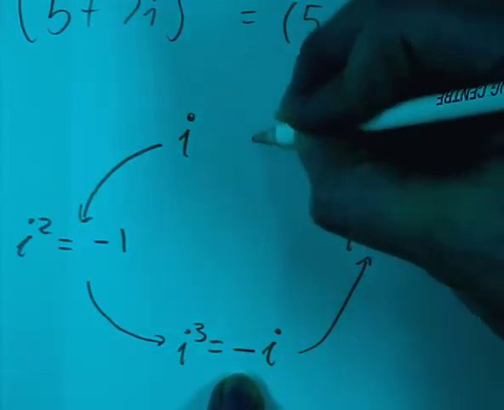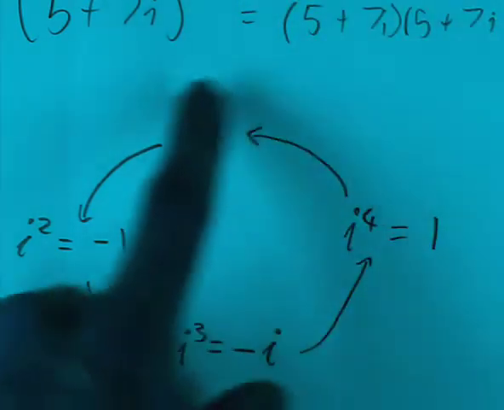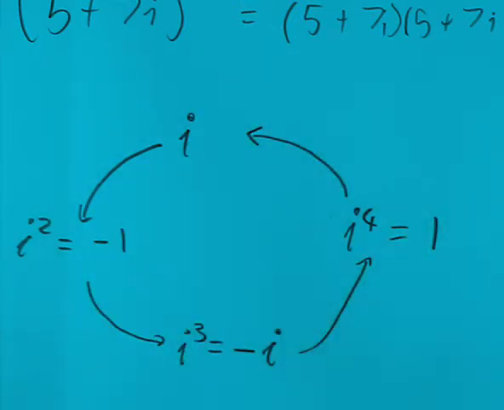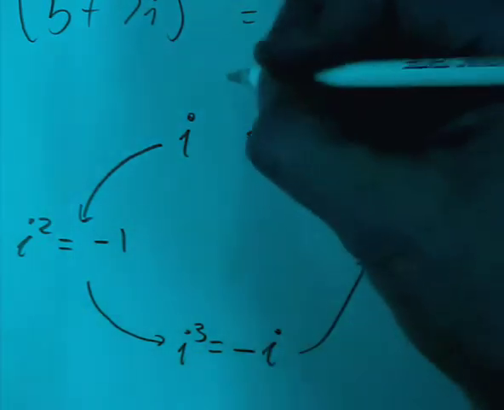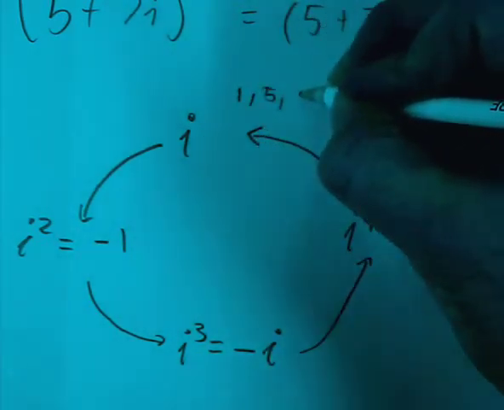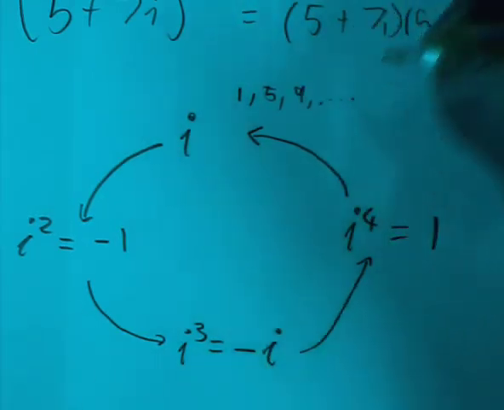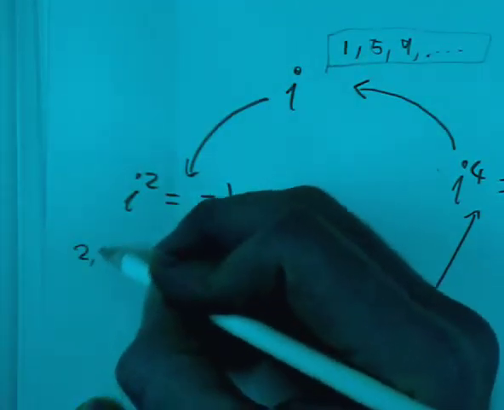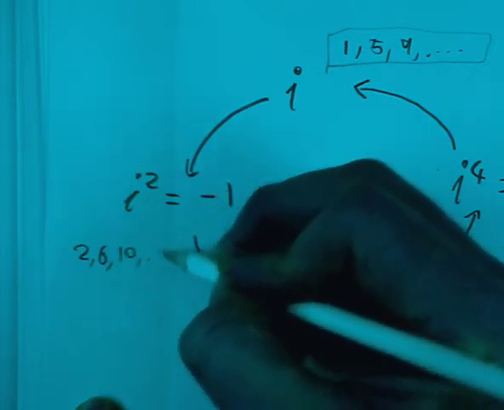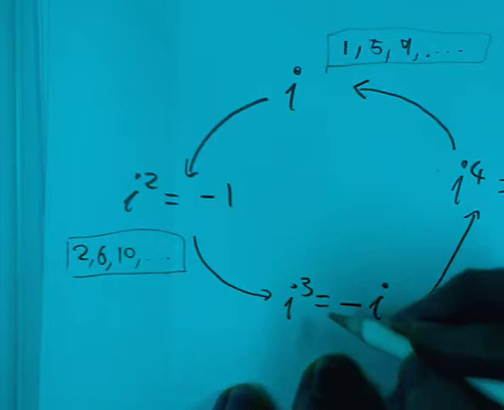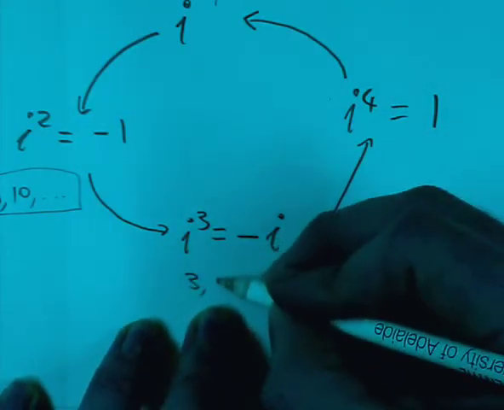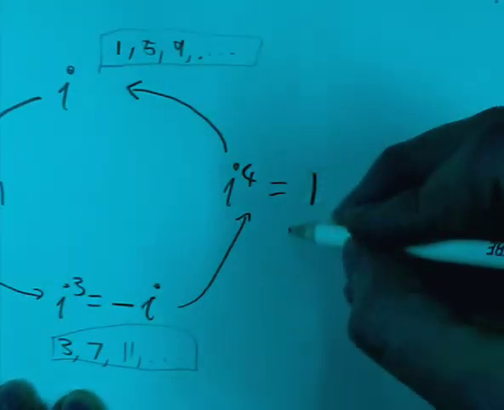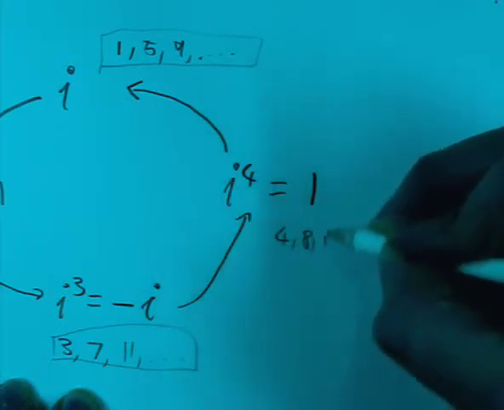And then i to the 5, when I multiply it again, will be i again, because it will be 1 times i. So the powers of i go in a circle. The powers of i that come out to i would be 1, 5, 9, and so on. The powers of i over here are like 2, 6, 10, and so on. The powers of i that all come out to minus i would be 3, 7, 11. The powers of i that come out to 1 would be 4, 8, 12, and so on.